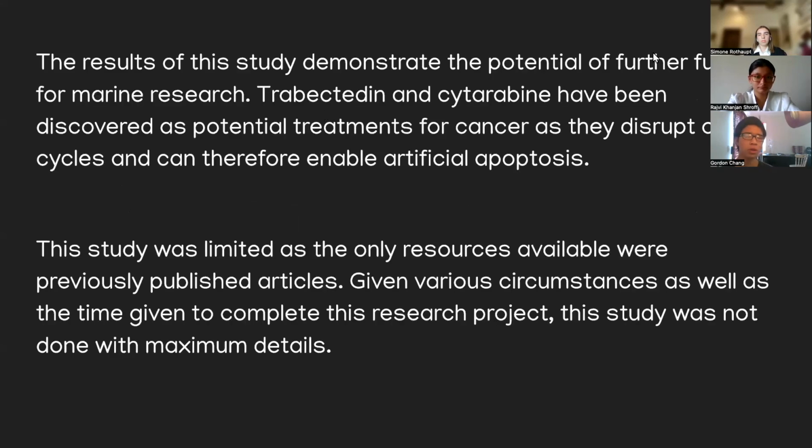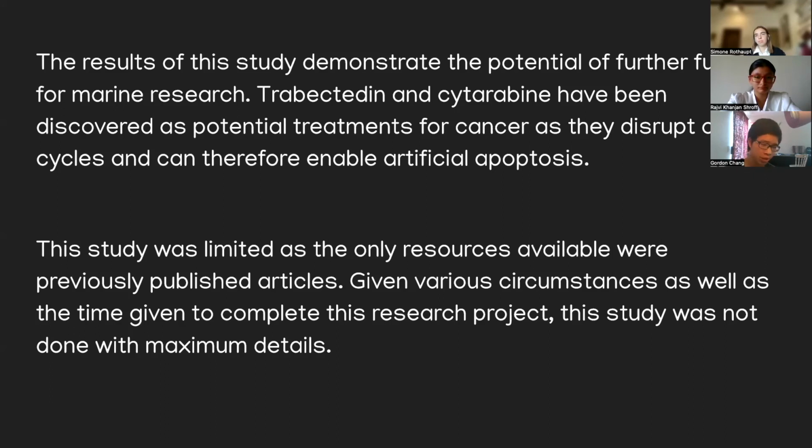All right, so in terms of our discussion, the results of this study do demonstrate the potential of future funding for marine research. Trabectedin has been discovered as a potential treatment for cancer as it disrupts cell cycles and can therefore enable artificial apoptosis. So this is going to add a further layer of complexity in terms of various reasons to reserve federal funding for marine preservation.